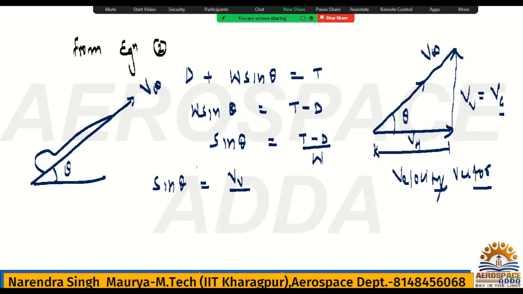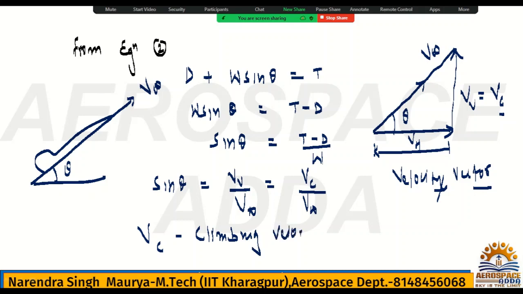So sine theta is nothing but VC divided by V infinity. Because we are interested in this, the climbing velocity VC is nothing but V infinity sine theta. You say this is equation 3. Agree? There should not be any doubt, no?